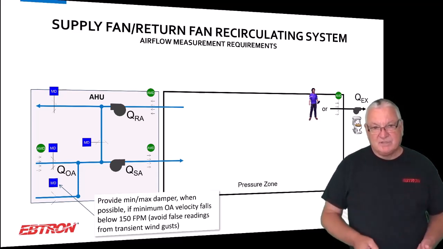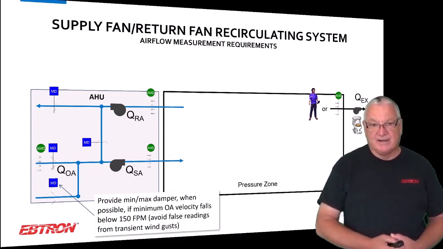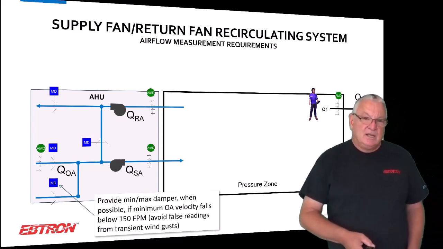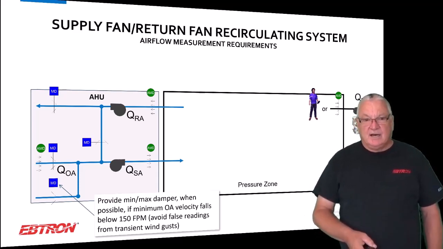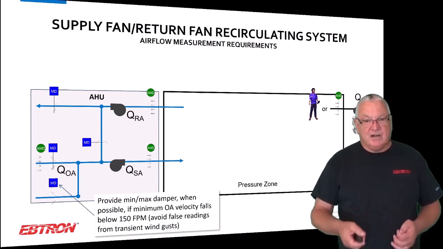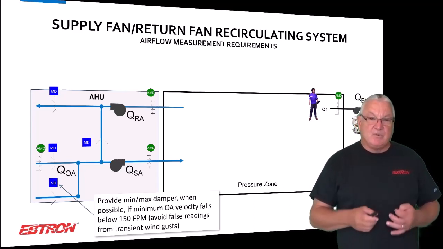The wind becomes a problem. It'll false out any airflow measurement device you put in there. You won't get real readings. So we say, if you go below 150 feet per minute, and you have the ability to go min-max, then do it. And we're talking about where the flow meter is.